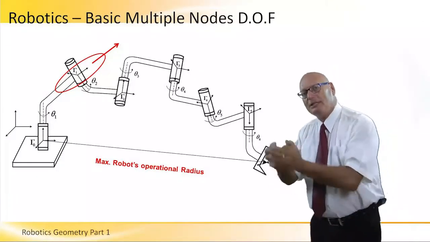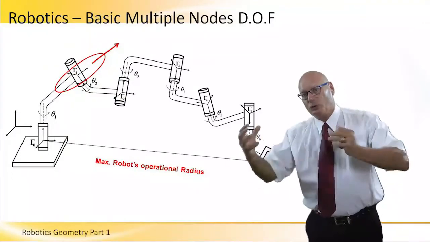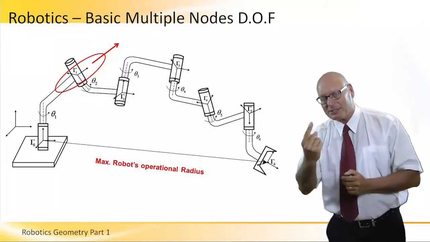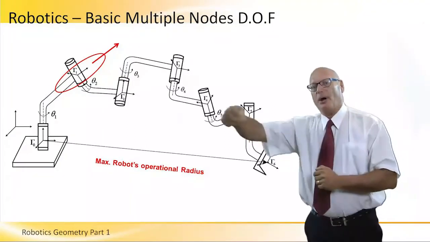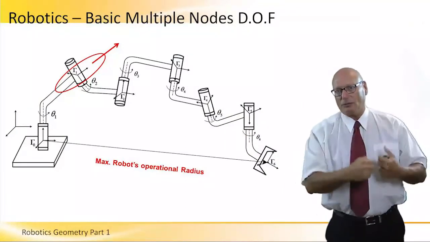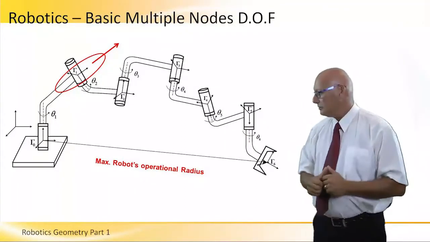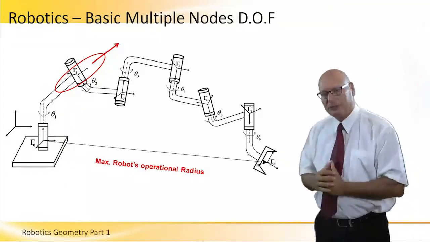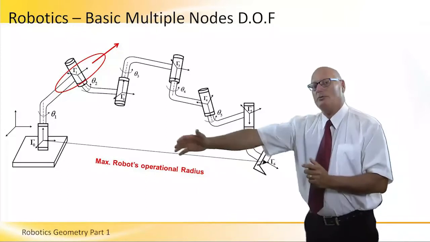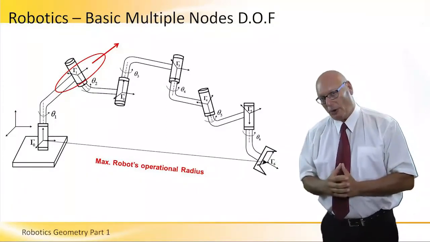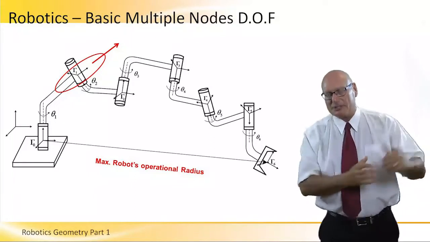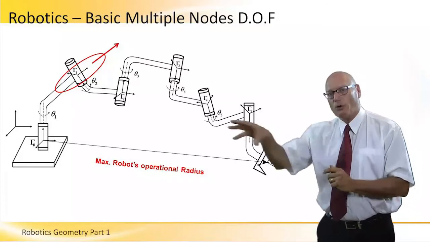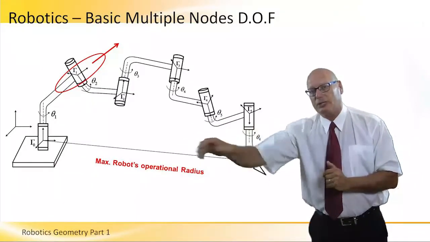So every single joint, which basically connects two links together, has one specific axis parallel to the XYZ of the previous link. And in this particular case, we can see the maximum robot operational radius. It's the maximum distance that the robot can actually operate. Later on in the seminar, we will discuss in depth the problems associated with working at the edge of the working envelope.